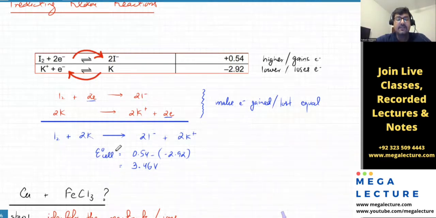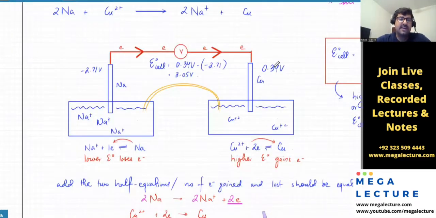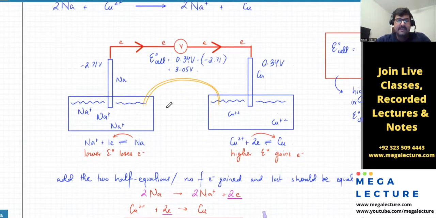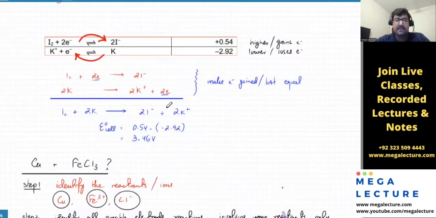And you can measure the E naught cell. The E naught cell is the potential difference that will decide how fast the reaction is going to happen. If the E naught cell is very large, then the reaction will happen very, very quickly. If the E naught cell is very small, if the potential difference between the two electrodes is not that much, then the electrons would flow very slowly, and it's going to be a slow reaction. So this is a summary of all that we did. All you have to do is: higher gains, lower loses.